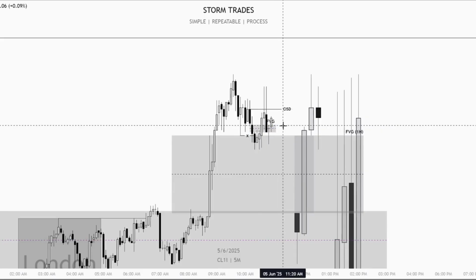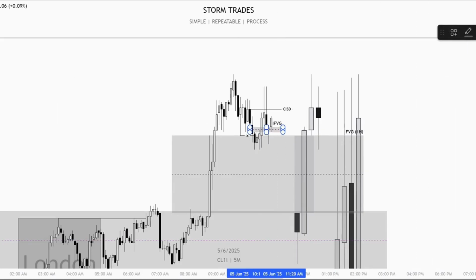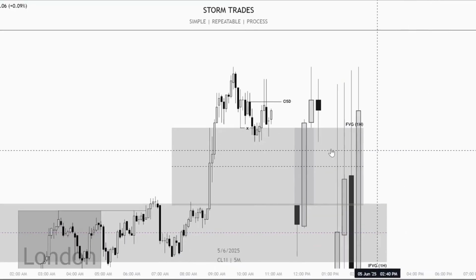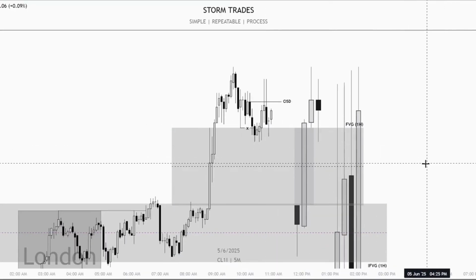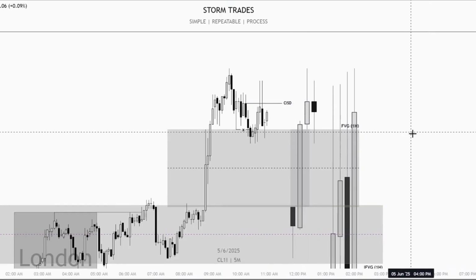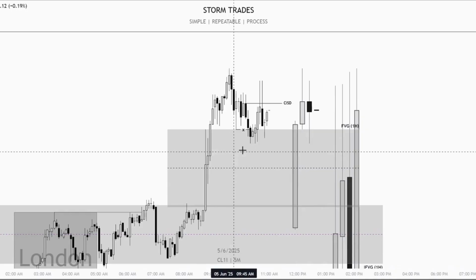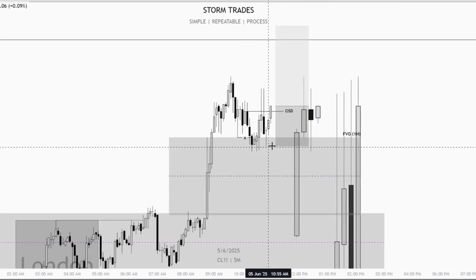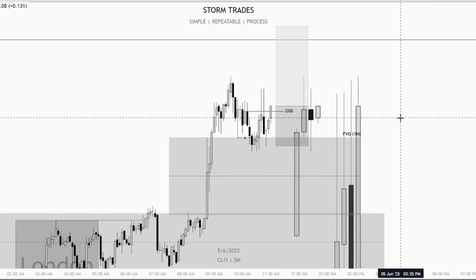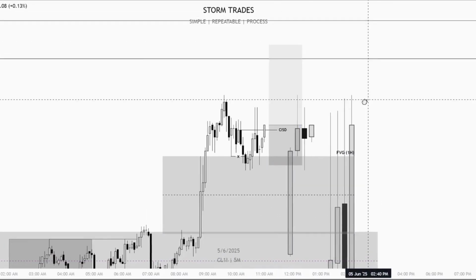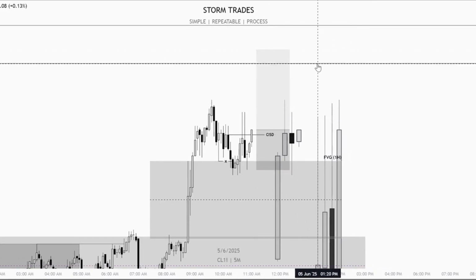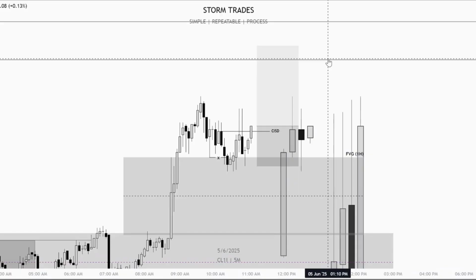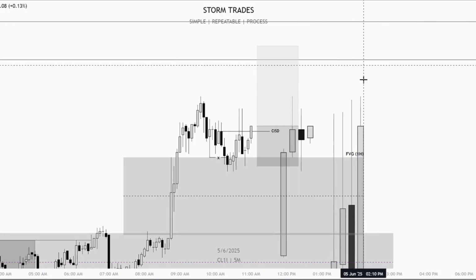That inverse fair value gap wouldn't be interesting to me anymore. We've already closed below the midpoint of it, so I'm still watching for a close above the change in the state of delivery. We got it right here at this point. I entered with a stop below this swing low and seeking 2R, which would have got me a little bit past the hourly swing, the daily swing high, and then the relative equal highs above.